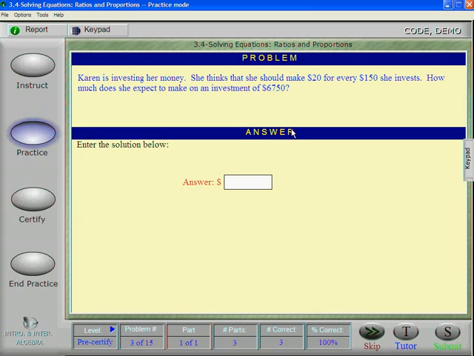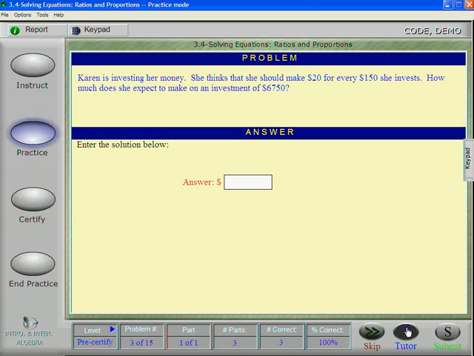So just like we were looking at the problem with the triangles and noticing that you could create a proportion based on the lengths of the sides, you could also look at this information and say $20 for every 150 invested, and then in the second case, which would be the second fraction in a sense, you have X dollars compared to an investment of 6,750. So what I'm expecting is 20 over 150 equals X over 6,750.